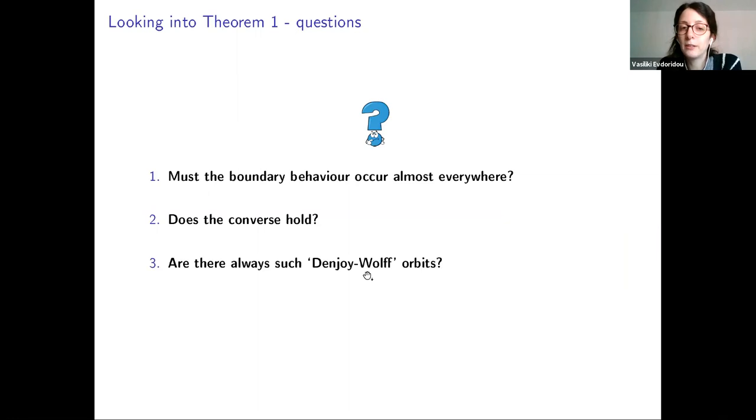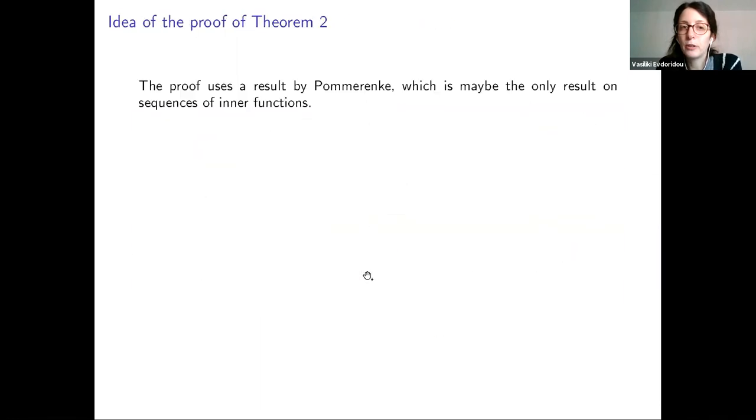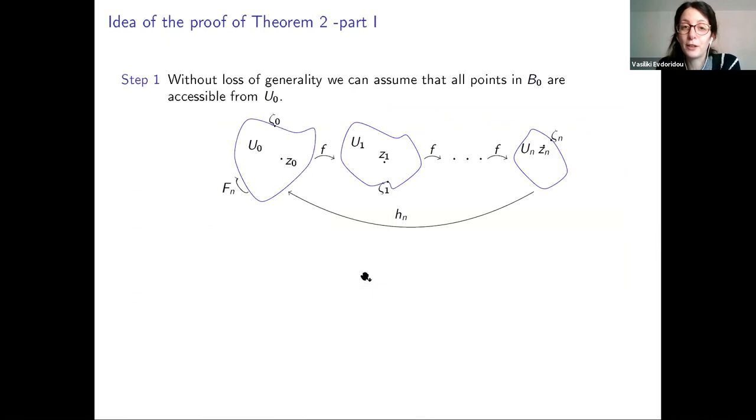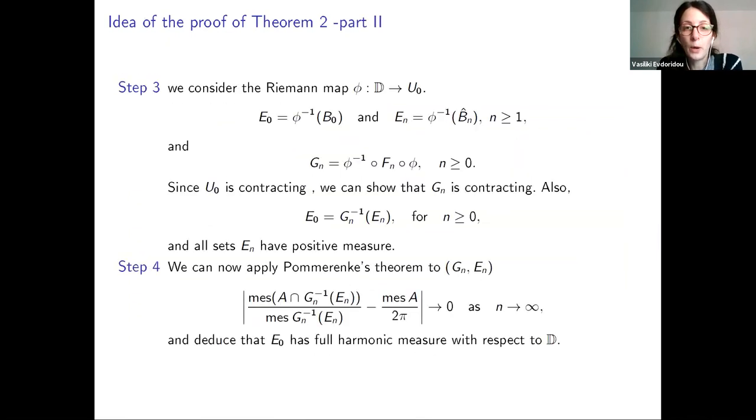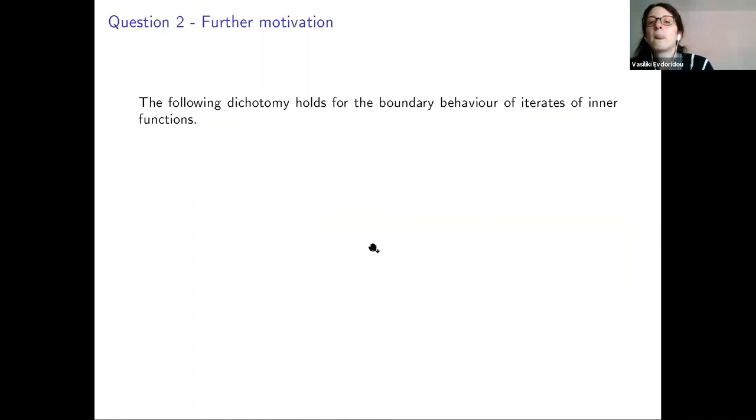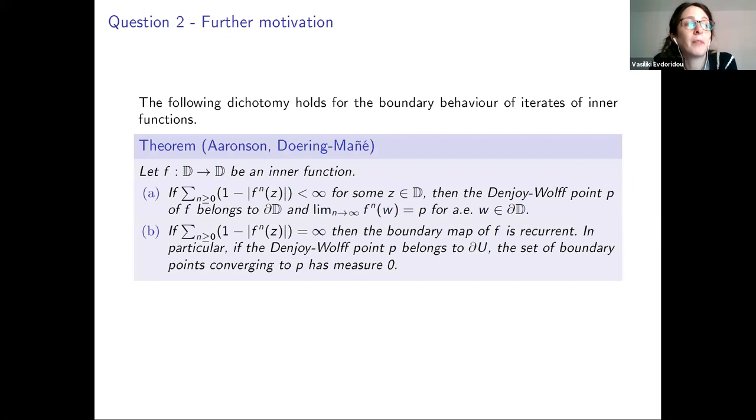But in order to do that, we will first go back and speak about inner functions again. Right. So what is true, let's start with the simplest case, right? What is true for iterates of inner functions on the boundary? Actually, there is a famous result by Aaronson that was also proved in a very nice paper by Doering and Mañé on dynamics of inner functions, which gives us a complete dichotomy on the boundary behavior of iterates of inner functions.